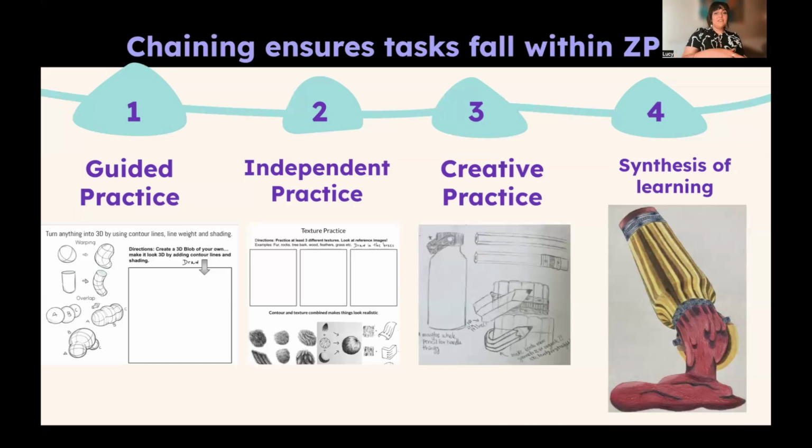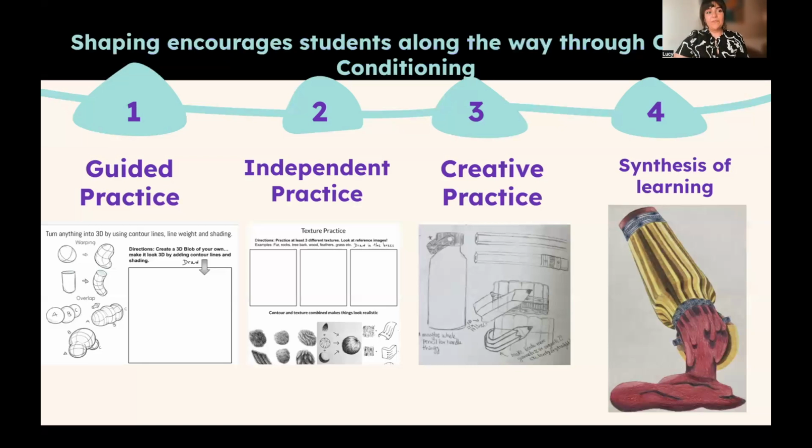Then, once they've had sufficient practice, they can move on to their creative practice, where they take what they learned in the first two phases and they push it and extend it a bit further. And then finally, that would lead to them feeling confident enough to make a final piece of art based on their skill development and creativity.